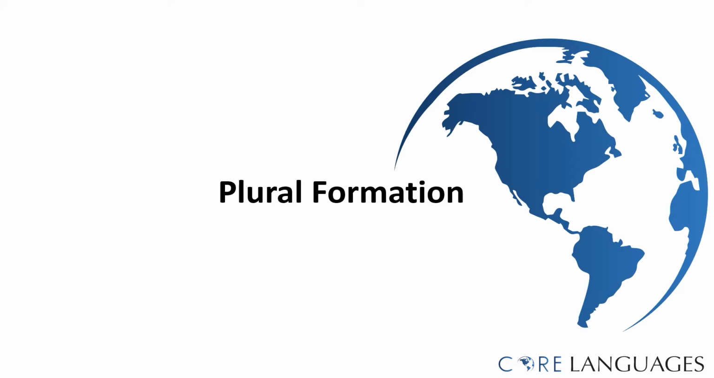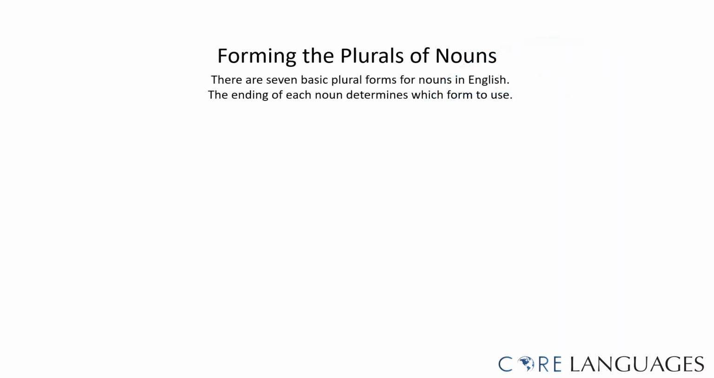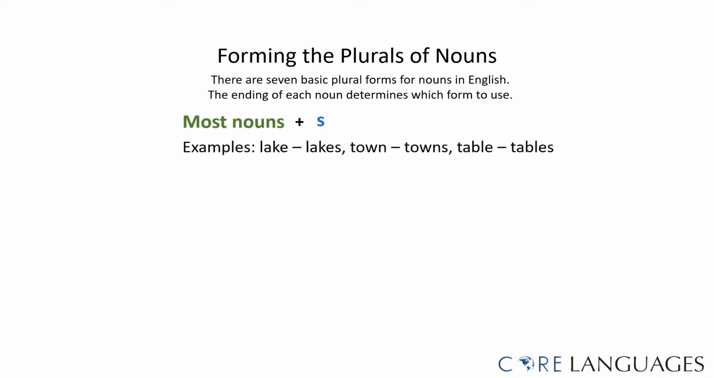Plural formation. There are 7 basic plural forms for nouns in the English language. The ending of each noun, or the spelling of each noun, determines which form to use. Most nouns simply add an S for their plural form. For example, 1 lake, 2 lakes, 1 town, 2 towns, 1 table, 2 tables.